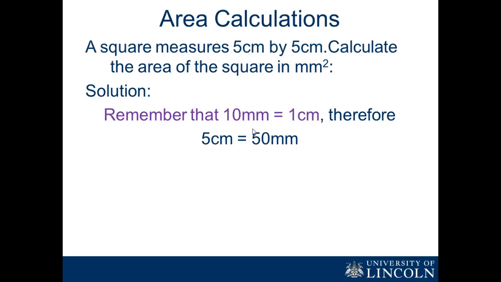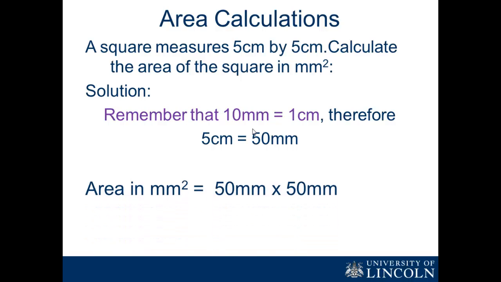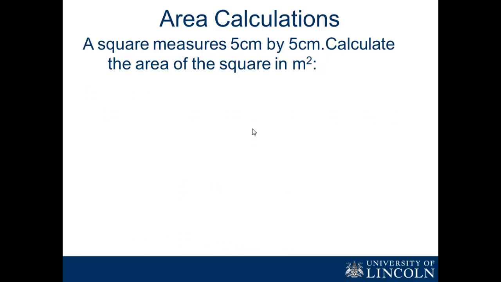Once we've done the conversion, all we need to do is multiply. Area in millimeter square will be 50 millimeter multiplied by 50 millimeter, and you have 2,500 millimeter square. Now to do this in meter square, what we need to do is convert the 5 centimeter to a particular magnitude in meter.